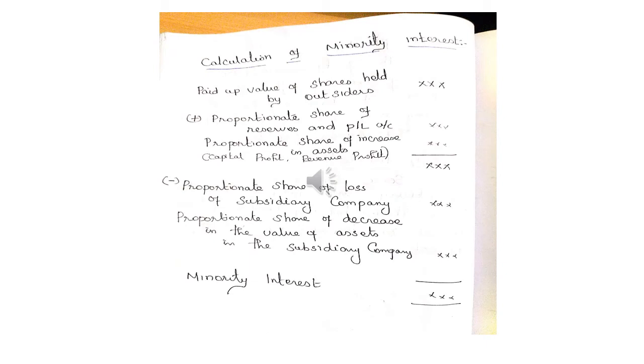Calculation of minority interest. Paid up value of shares held by outsiders, that means 41% of shares. Add any capital profit or revenue profit or increase in value of the assets. Then any loss or decrease in the value of assets is subtracted from the outsiders' share. Then we get minority interest.